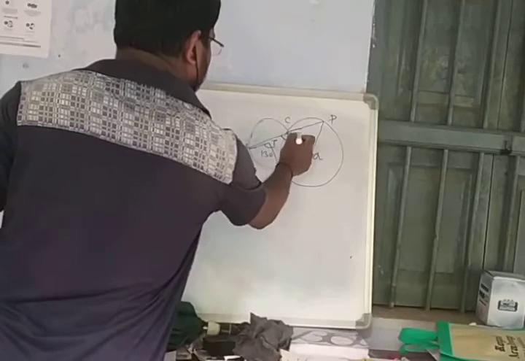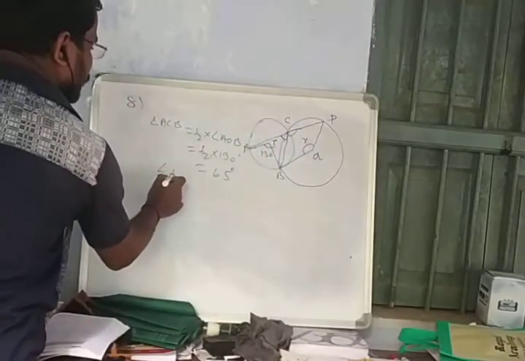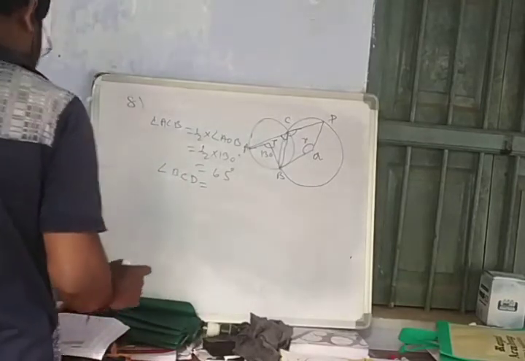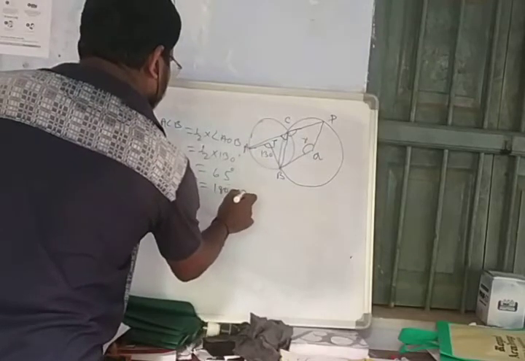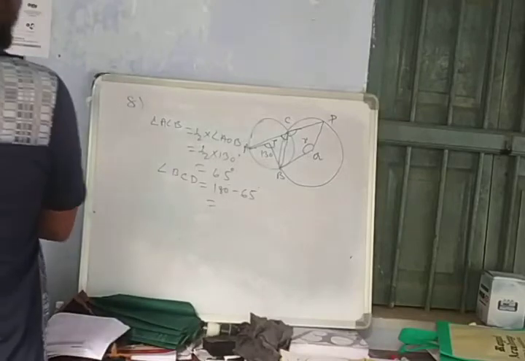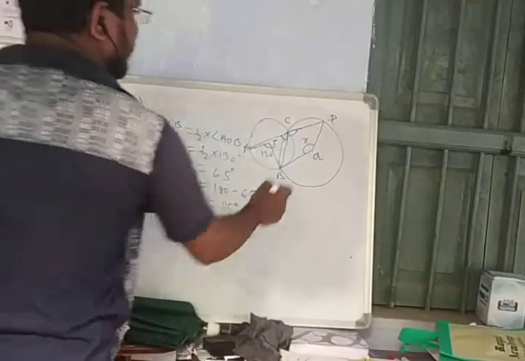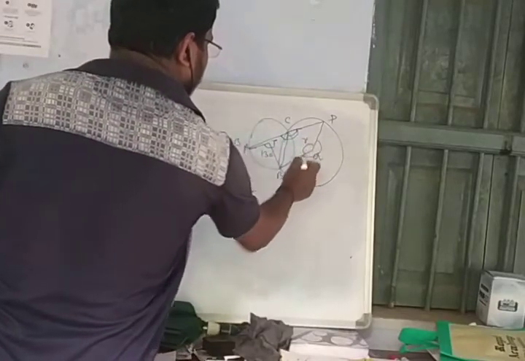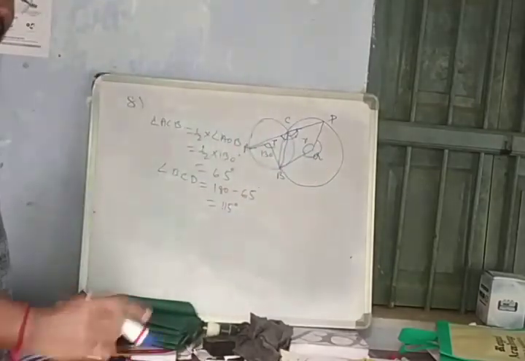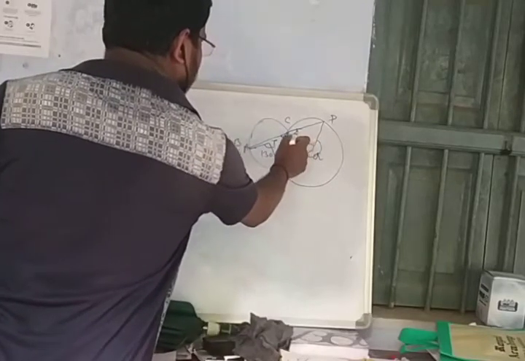This is 65, and this is a straight line. Then BCD will be 180 minus 65, which equals 115. And this is 115. Then this angle and this angle are related. This is the circumference angle and this is the center angle. We know this center angle will be double of this, that is, this is 115.